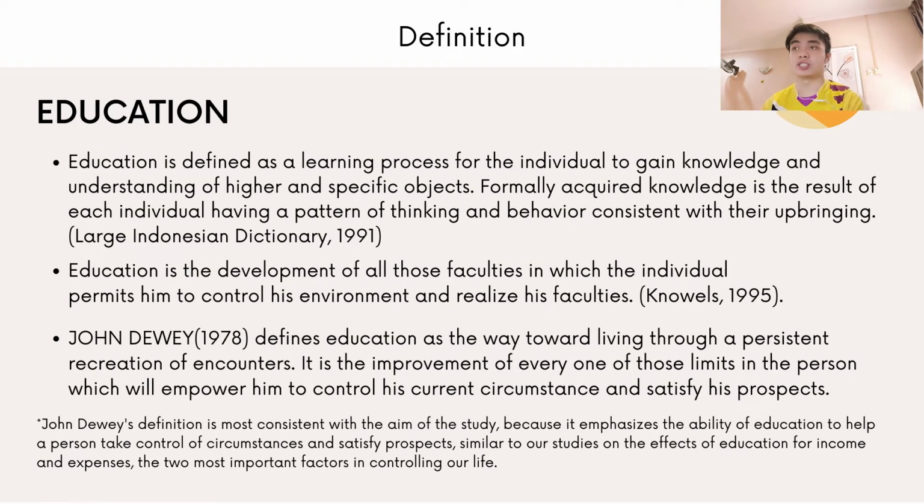Next, what is education? Education is defined as a learning process for the individual to gain knowledge and understanding of higher and specific objects. Formally acquired knowledge is the result of each individual having a pattern of thinking and behavior consistent with their upbringing. Besides, education is the development of all those faculties in which the individual permits him to control his environment and realize his faculties. Besides, John Dewey defines education as the way towards living through a persistent recreation of encounters. It is an improvement of every one of those limits in the person which will empower him to control his current circumstance and satisfies his prospects.